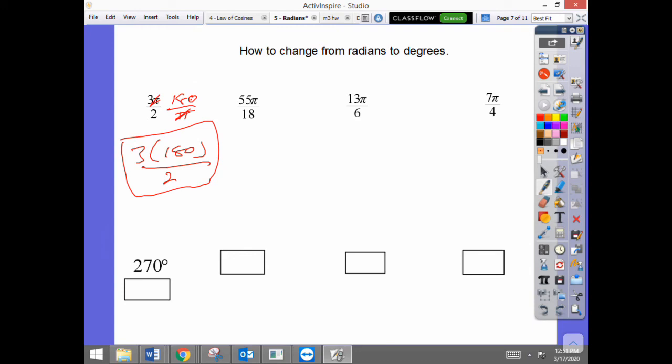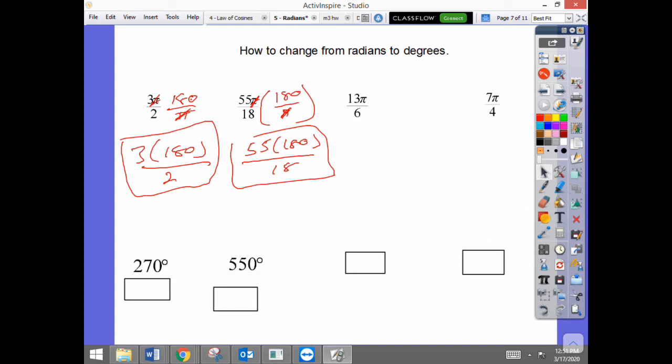Again, 55 pi divided by 18. We'll multiply that by 180 over pi. The pi's go away. We're left with 55 times 180 over 18. Again, enter it just like that into your calculator. Get your calculator out, whether you're using the Desmos calculator or another calculator. You should get 550.